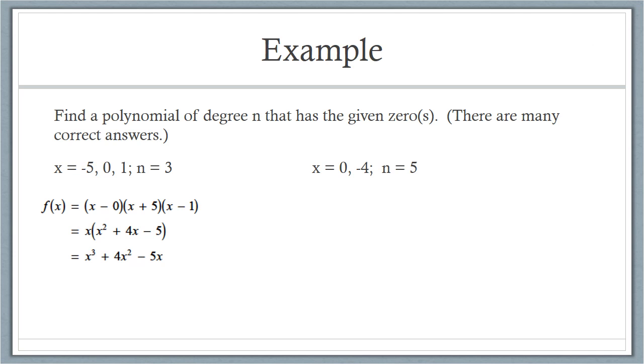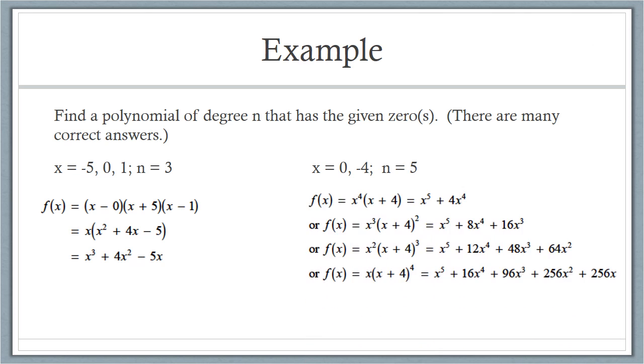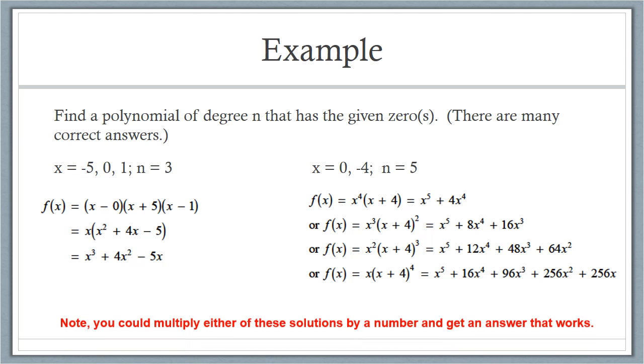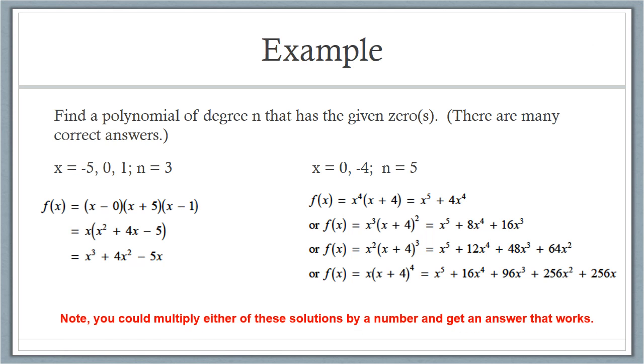However, we're supposed to have a degree of 5. That means you need to raise one of those 2 factors to the 4th power to get those extra factors in there. The easiest one to raise would be x to the 0. So x to the 4th times x plus 4 will work. There are some other solutions there, but personally I'd go with the first one, which is the easiest. And incidentally, you could multiply any of these solutions by a constant and get yet another answer that also satisfies the problem.